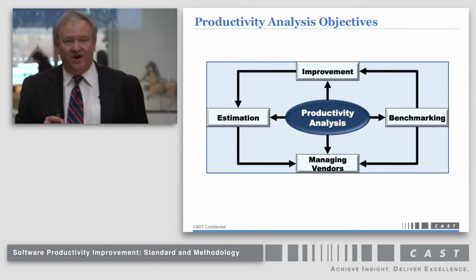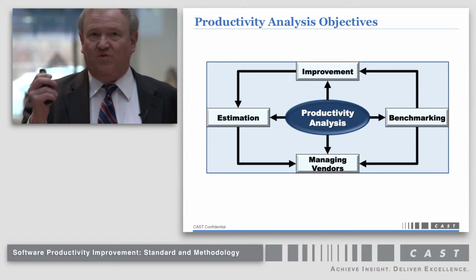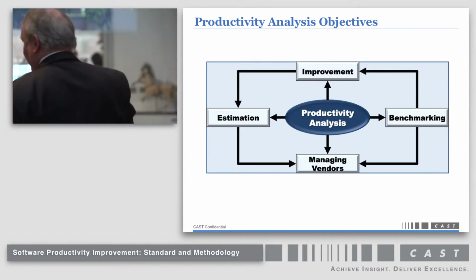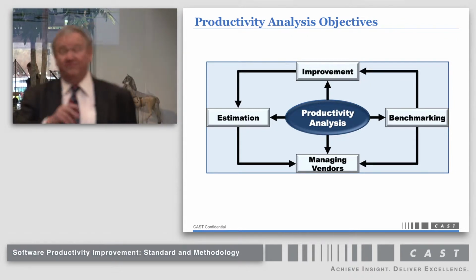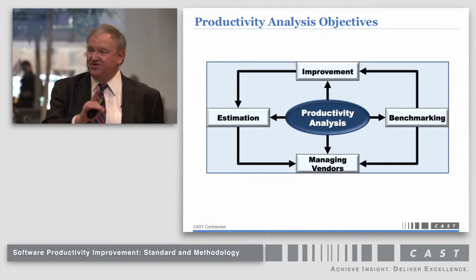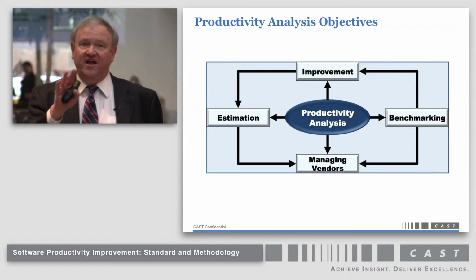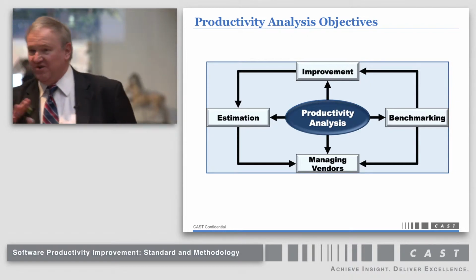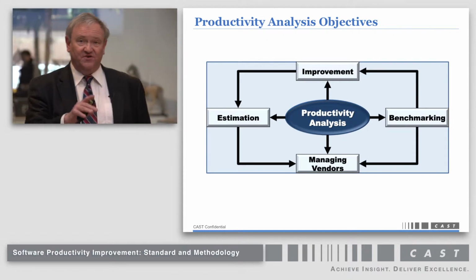So let's look at how we would analyze productivity. There's a number of reasons we would want to analyze it. Number one, and the single most important reason to analyze productivity, is improvement. People do it for other reasons, but if they're not using it for improvement, they often end up doing the wrong thing and having people fake the data because it's being used for performance appraisal and other kinds of things it shouldn't be used for.